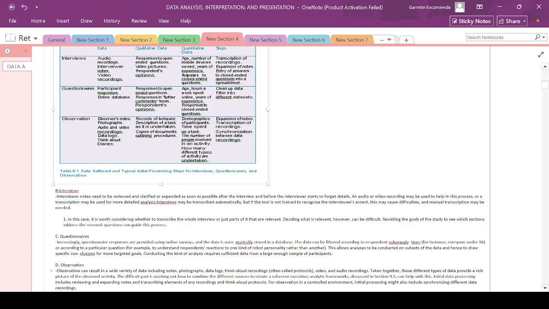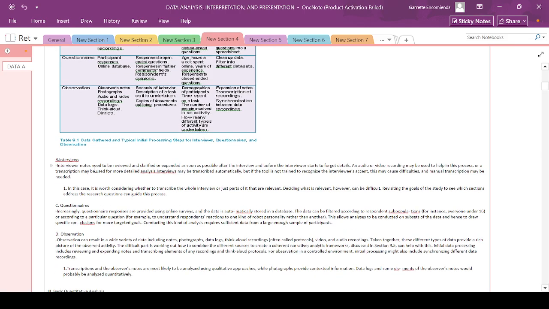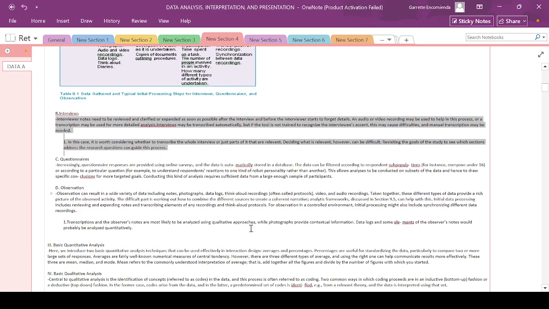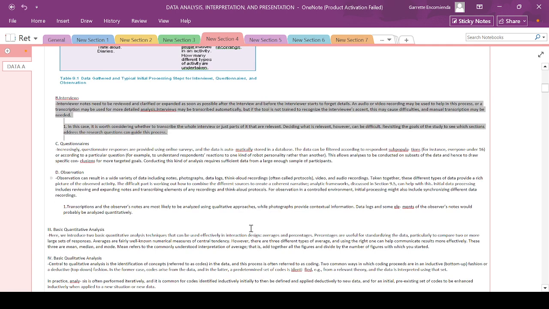Interviews. Interviewer notes need to be reviewed, clarified and expanded as soon as possible after the interview and before the interviewer starts to forget details. An audio or video recording may be used to help in this process, or a transcription may be used for more detailed analysis. Interviews may be transcribed automatically, but if the tool is not trained to recognize the interviewee's accent, this may cause difficulties and manual transcription may be needed.